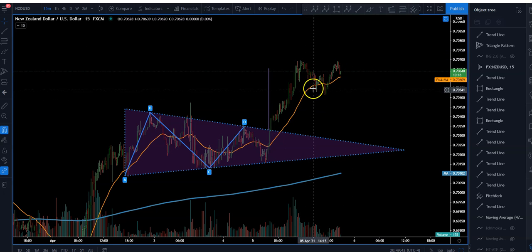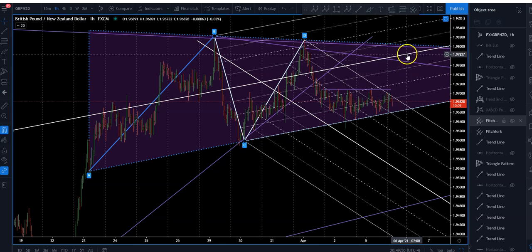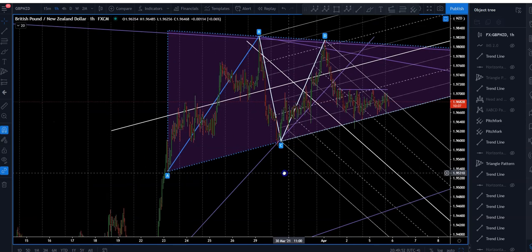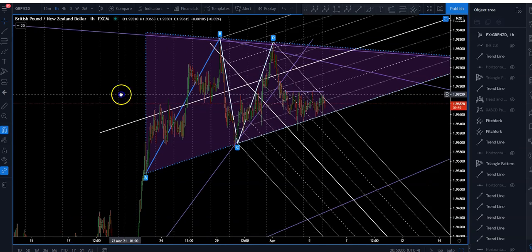Now, what does that mean? If this pair is headed down, that's it. If the New Zealand dollar is headed down, that means that the British pound compared to the dollar is going to go up. So it's inversely proportional. So New Zealand dollar goes down, and the overall pair is going to go higher. So I guess that's what I wanted to get across in this video.